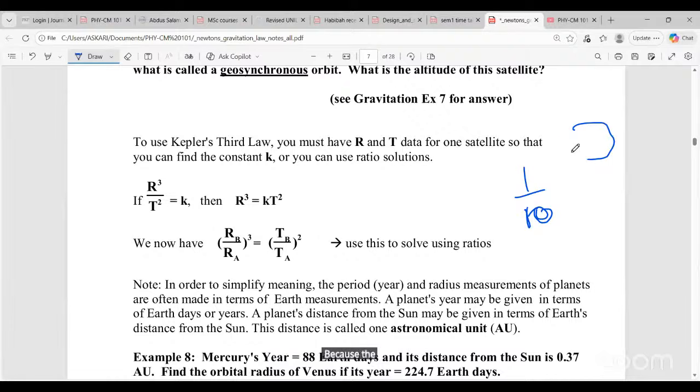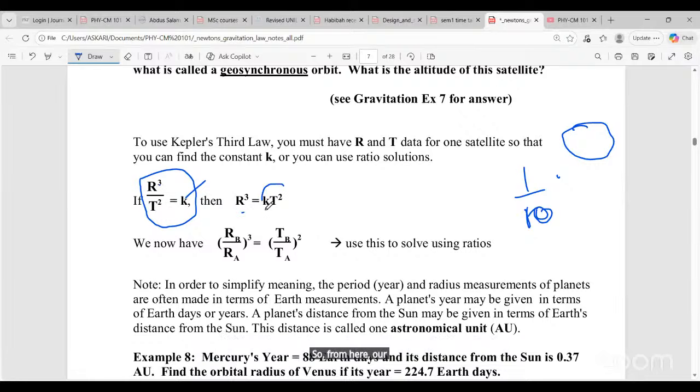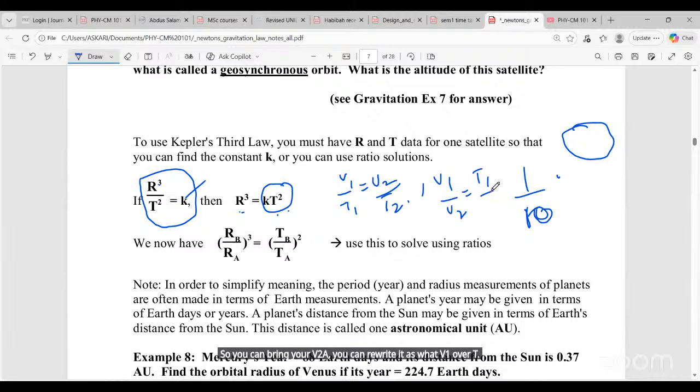The pi there is 22/7, because the elliptical orbit is taken as a circular orbit. Now, since we have found that this is the ratio and k is Kepler's constant, from here r cubed will be equal to this. If we have two conditions, just like Boyle's law and Charles's law. Under Charles's law, what do you have? V1 over T1 is equal to V2 over T2. So you can rewrite it as V1 over V2 equal to T1 over T2. That is what has been done here for two conditions, to solve ratios.